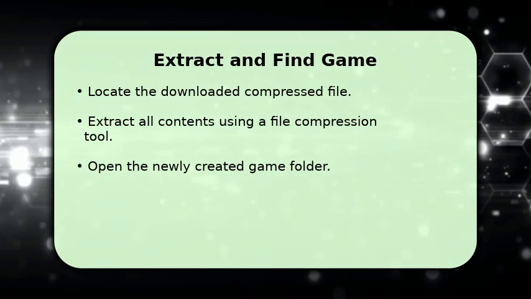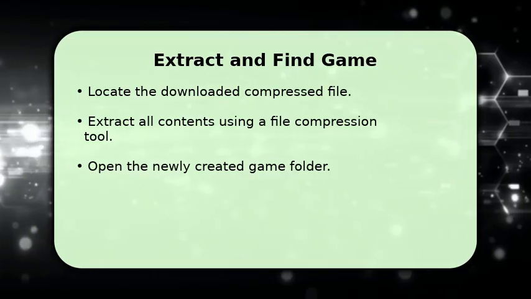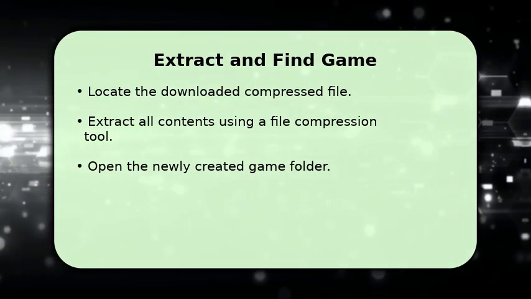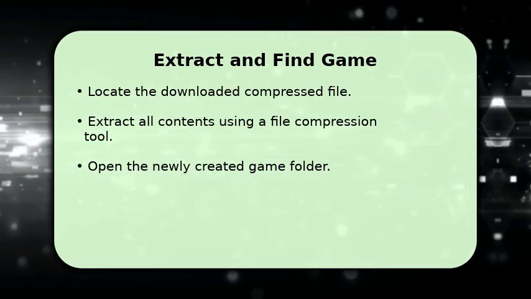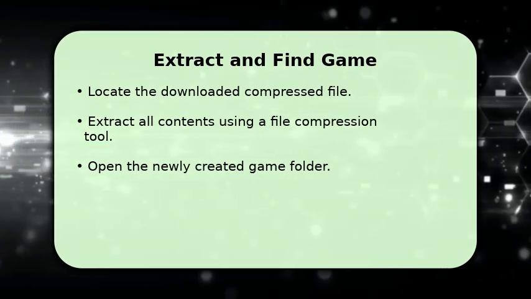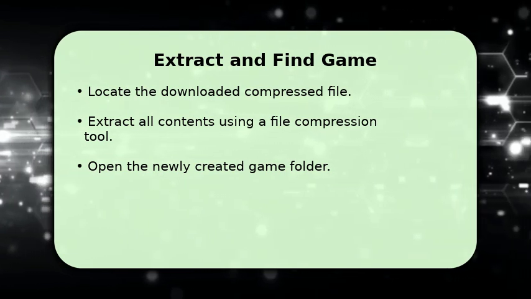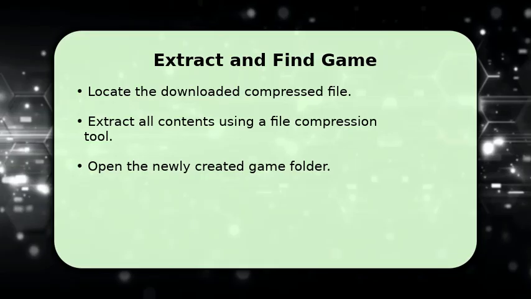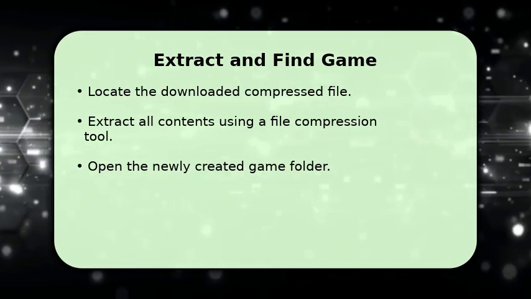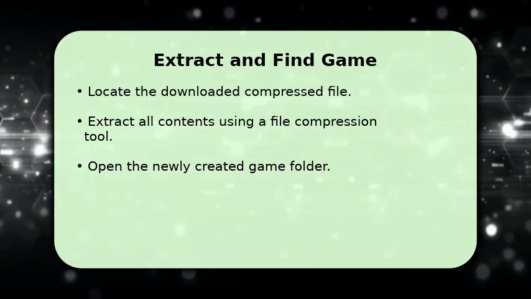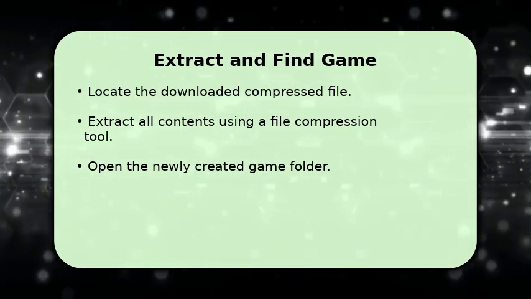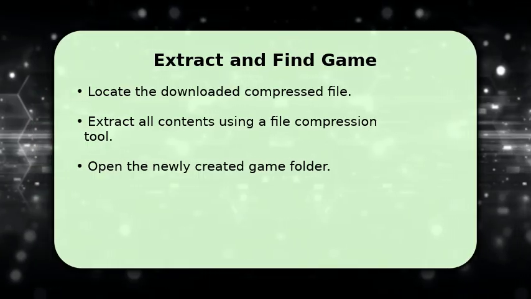After downloading, find the compressed file, usually in your Downloads folder. This file will likely be in a ZIP or RAR format. Use a standard file compression tool, like 7-zip or WinRAR, to extract all its contents into a new folder. Once extraction is complete, open this new folder. Inside, you will find the game's executable file, ready for the next step.